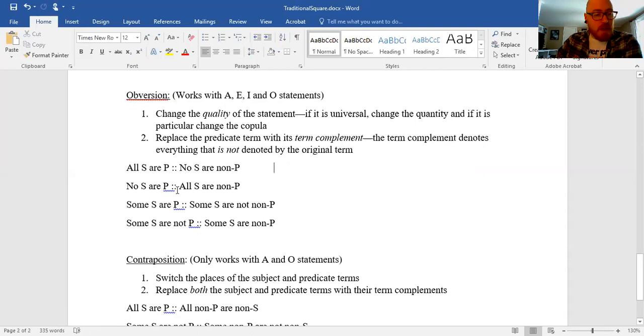No SRP is logically equivalent to all S R non-P. Some SRP is logically equivalent to some S R not non-P. And then some S R not P is logically equivalent to some S R non-P. Notice here with the particulars, we're starting with R, copula, and we're changing it to R not. And if you start with R not, you're changing it to R.